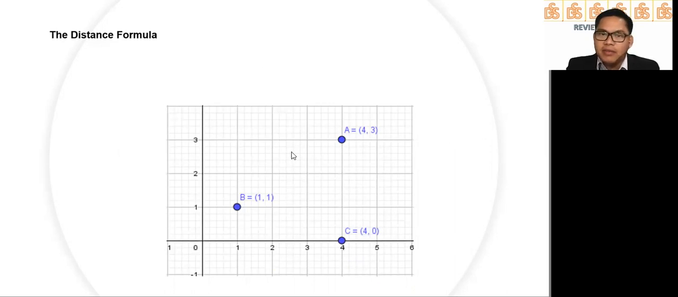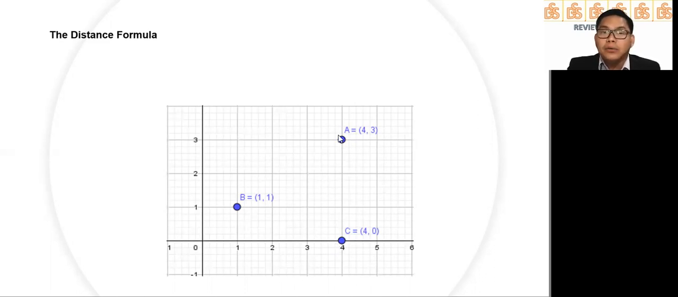Okay, take a look at these three given points. So I have here point A at (4, 3), point B at (1, 1), and point C at (4, 0). When we are solving for the distance between two aligned points, let's say A and C, if they are aligned either vertically or horizontally, all we have to do is count the number of units. So from here, we have 1, 2, 3. That means the distance between A and C is 3 units.